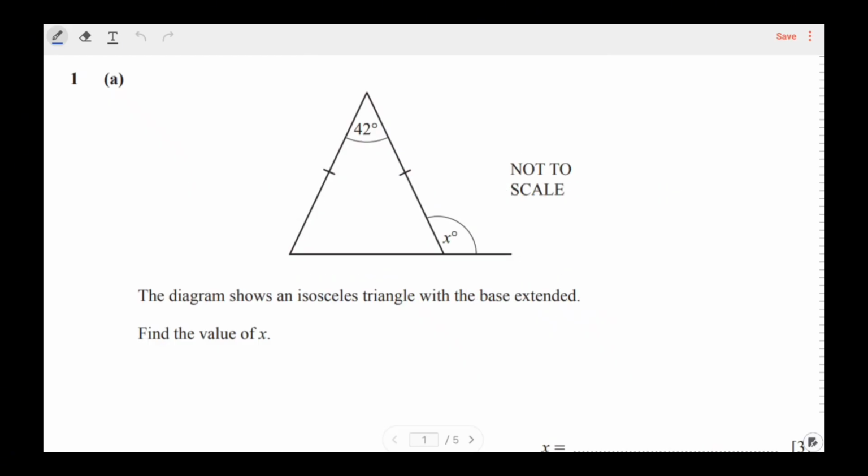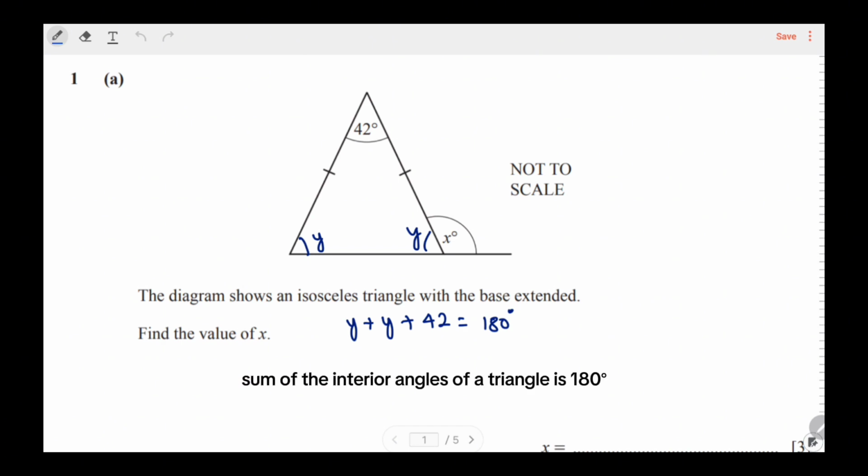Given question here, x is an exterior angle of the given triangle and the given triangle is an isosceles triangle. Therefore, the base angles are equal. Let's name the base angle as y. So we get y plus y plus 42 is equal to 180 degrees, as we know the sum of the interior angles of a triangle is 180 degrees.